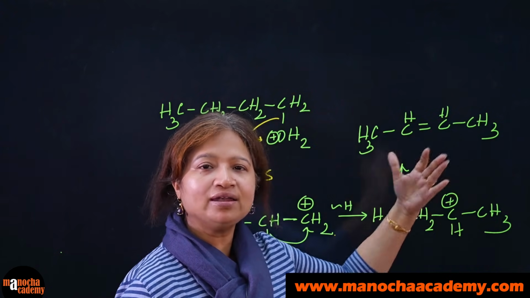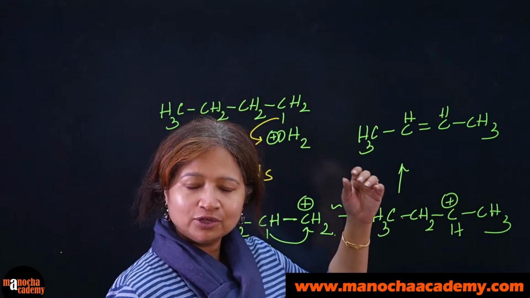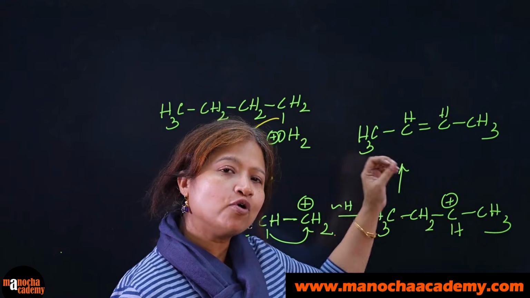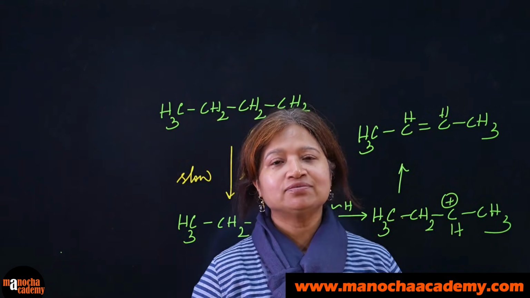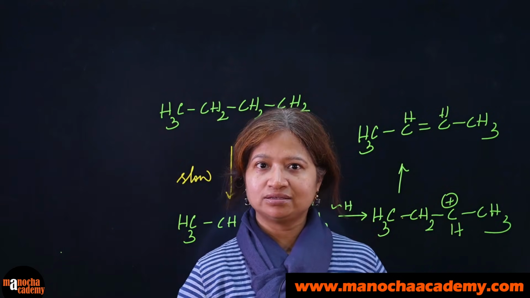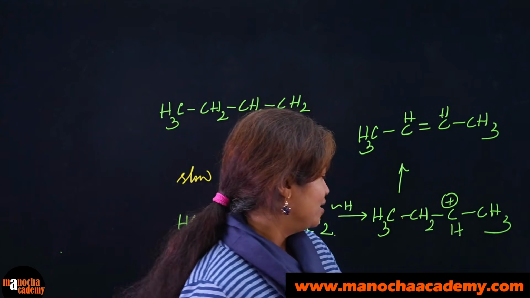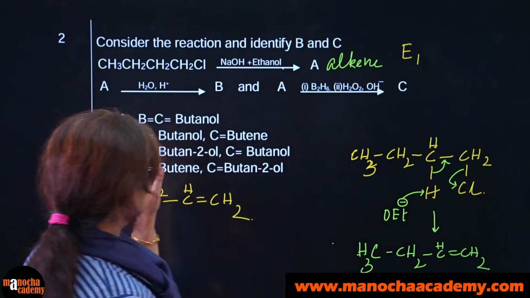Here Markovnikov, anti-Markovnikov is the same in this case. So in that case, the answer would have been that both are butan-2-ol. So these things you have to analyze when you are doing questions and answers, and answer accordingly. But anyway, here is the answer for this one.